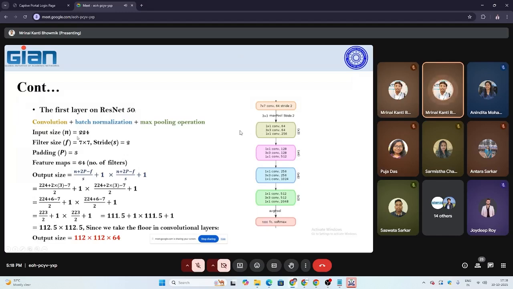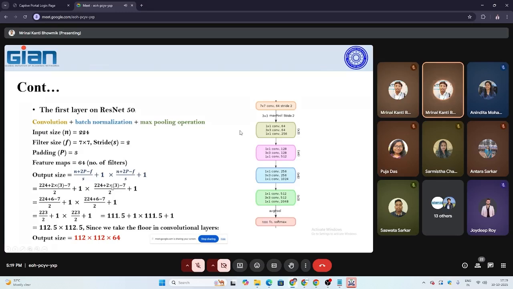See, the input size n is 224 x 224. The filter size is 7x7, the stride is 2, the padding is 3, and the number of filters is 64. We are not going into the number of filters, because the filter topic was explained in the earlier session. The output size depends on this formula: input size plus 2 times padding minus filter size, divided by the stride, plus 1.